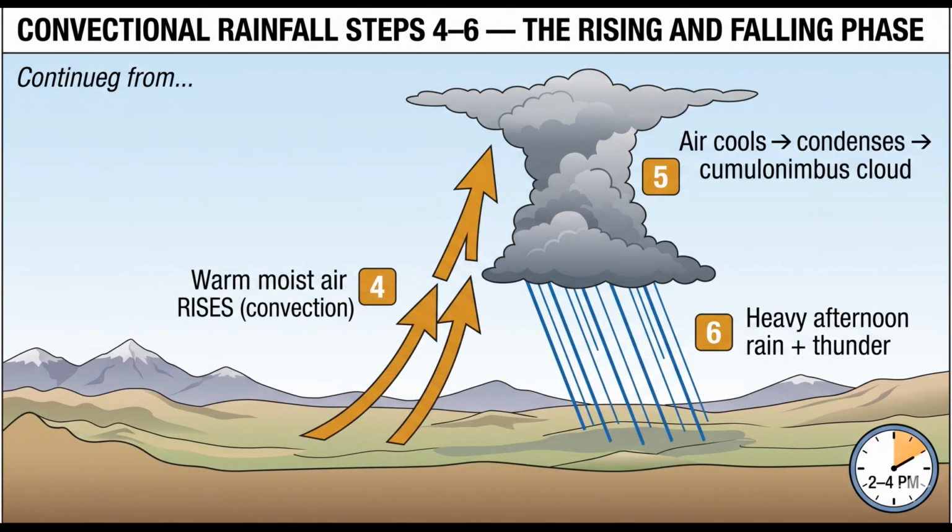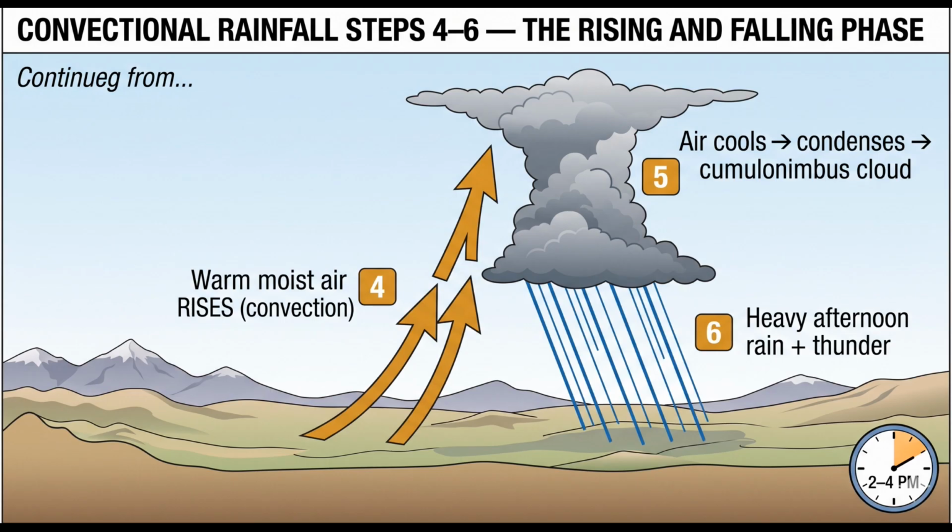Now the second half of the process. Step 4, the warm, moist surface air rises rapidly through the atmosphere. This upward movement is called convection, which is exactly where the name convectional rainfall comes from. Step 5, as the rising air reaches higher altitudes, it cools. As it cools, the water vapor it carries condenses, turning from a gas into tiny water droplets. These water droplets form large, towering cumulonimbus clouds.